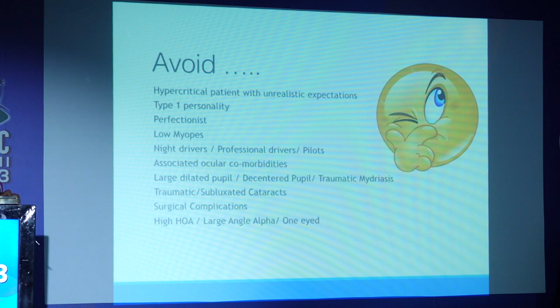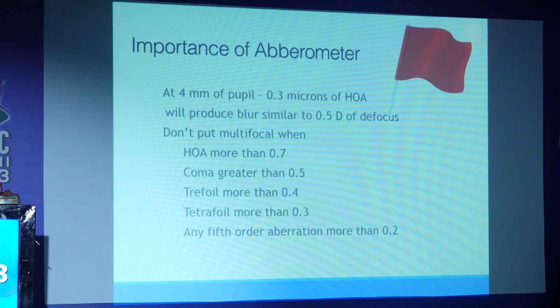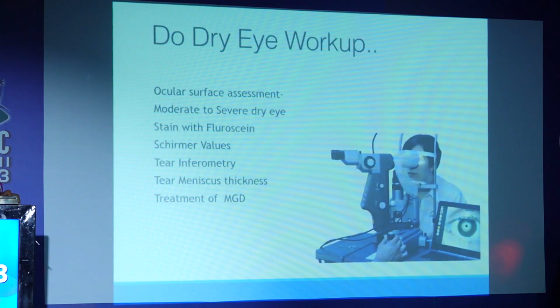So, high HOA, large angle kappa and alpha. If you see here, we do iTrace on all these patients. Anything with angle alpha more than 0.5 would be a big no for these kind of lenses. On the aberrometer front, HOA more than 0.7, coma, trefoil, tetrafoil anything more than 0.5, 0.4, 0.3, and any fifth order more than 0.2 would be a big no.